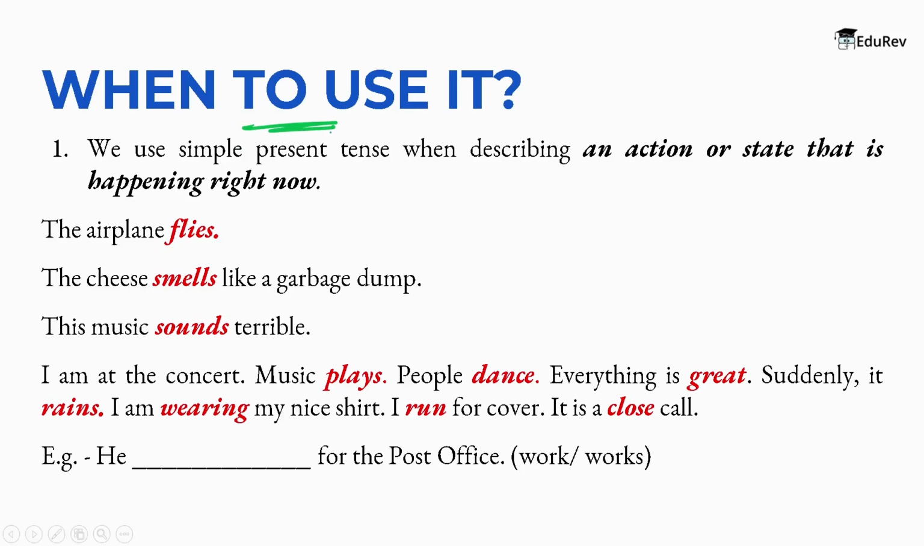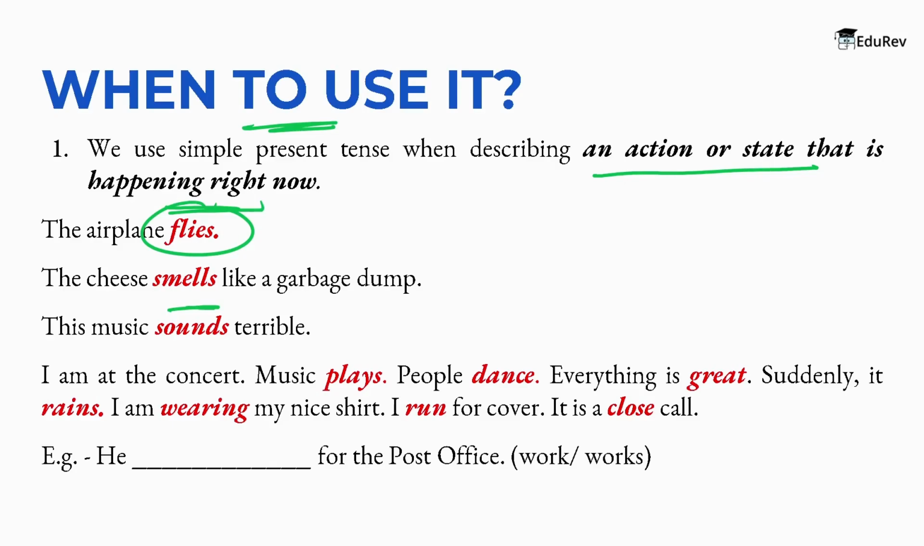Alright, so let's see when can we use the simple present tense. Now in general, we use simple present tense for two main reasons. Number one, we use it when describing an action or state that is happening right now. So any action that is happening at the moment, we use simple present tense to define it. For example, the sentence, the airplane flies. Now, it basically means that the airplane is flying right now as we speak. Similarly, another example, the sentence that the cheese smells like a garbage dump is describing the cheese being in a stinky state that is happening right now in this moment.